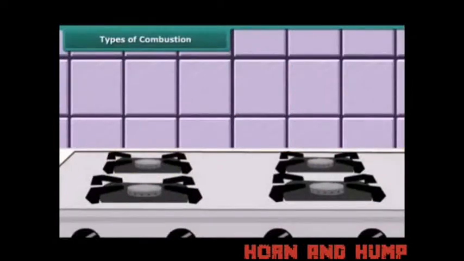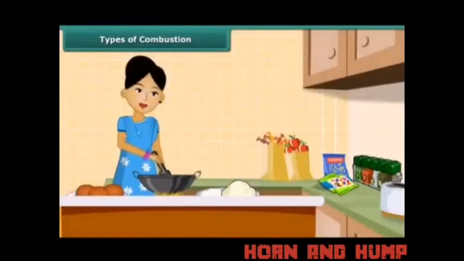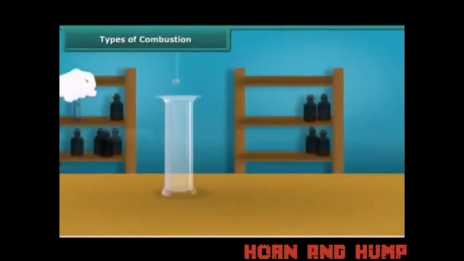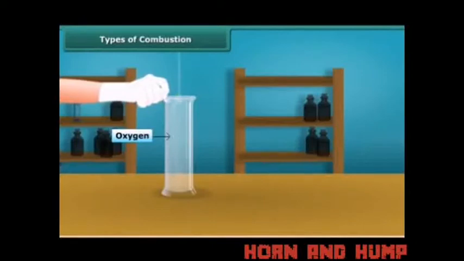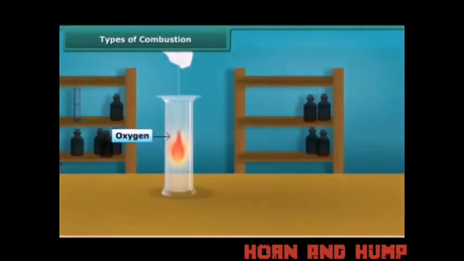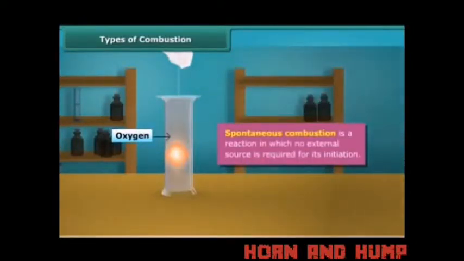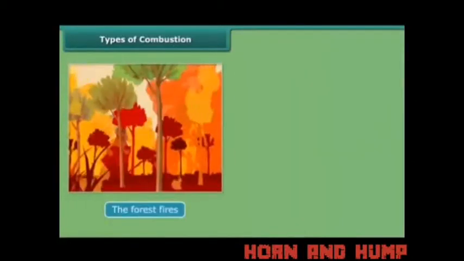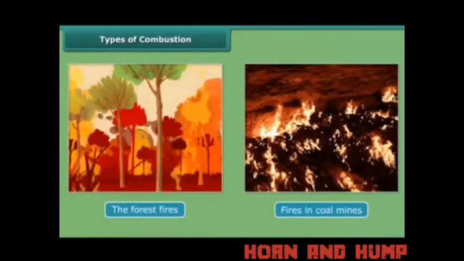Let us now look at types of combustion. You can see a lady igniting LPG in a kitchen to make food. LPG burns quickly, producing a lot of heat. This type of combustion is called rapid combustion. When white phosphorus is left in the open for some time, it catches fire. This type of combustion is called spontaneous combustion. Other examples of spontaneous combustion are forest fires and fires in coal mines.